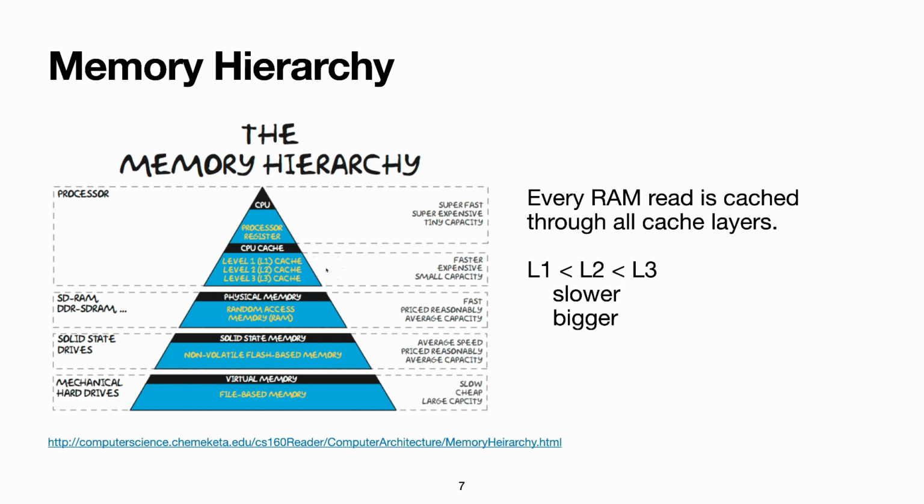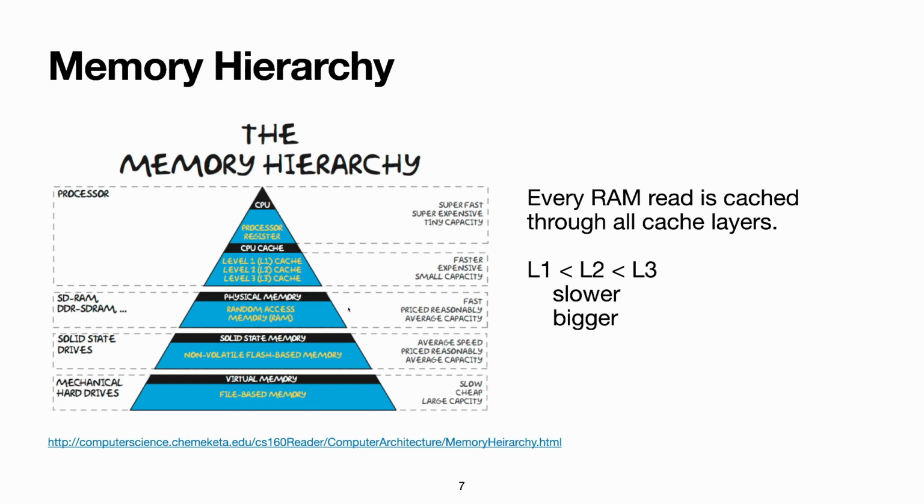Then you have caches. Caches are managed automatically, and they cache every memory access that you make to random access memory, or RAM. It's also called main memory. Most of your process memory will live in RAM. That's where the program stack is, that's where you malloc into.